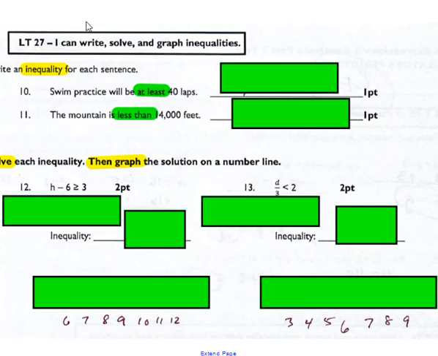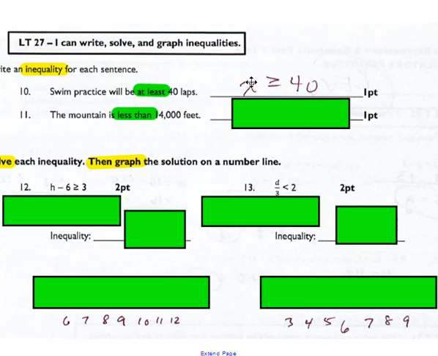Numbers 10 and 11, we got into the inequalities section at this point. So write an inequality for each sentence. Well, number 10, swim practice will be at least 40 laps. Well, that means that the number of laps is going to be at least 40. So we want to use the greater than or equal to sign. Okay, this can be any number that's more than 40 or equal to 40. So that shows this situation right here.